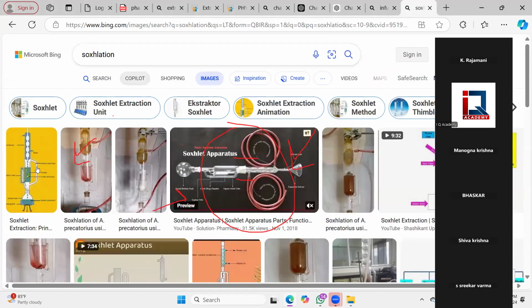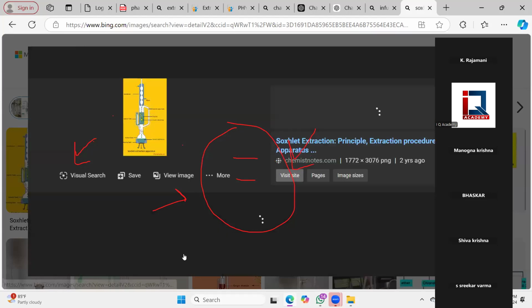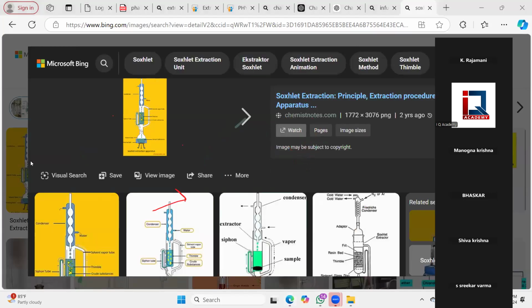This is the Soxhlet apparatus. With the Soxhlet apparatus, the animated system becomes even clearer to understand.